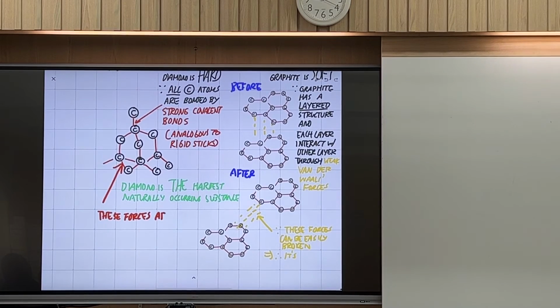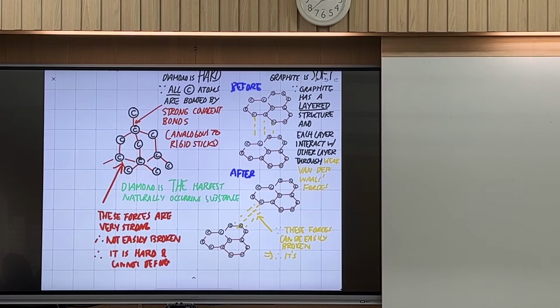So these forces are very strong on the left. Therefore, not so easily broken. And if they are not easily broken, this is why diamond is hard. It cannot deform.